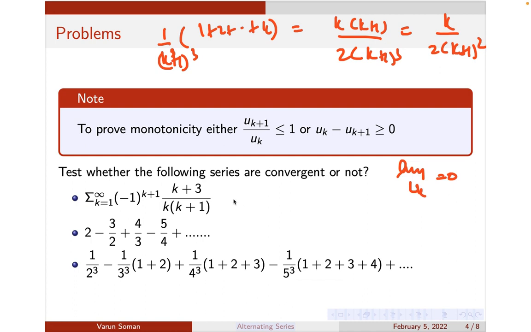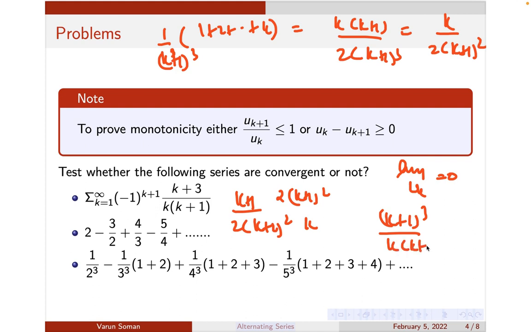Suppose it is uk plus 1 by uk, what will I get? Your uk plus 1 will be k plus 1 by 2 into k plus 2 the whole square, and your uk is k by 2 into k plus 1 square, so it is k plus 1 the whole cube by k into k plus 2 the whole square. From here it is not obvious whether the numerator is bigger or the denominator is bigger. So let us look at the second method, which is uk minus uk plus 1. What is uk minus uk plus 1?